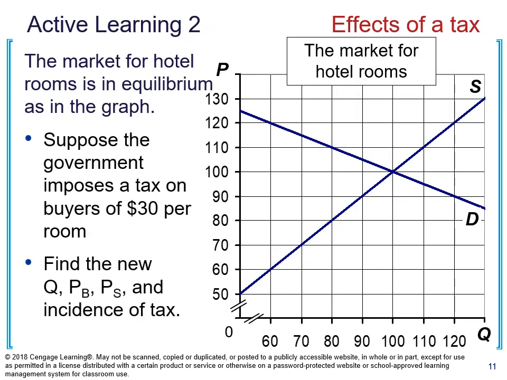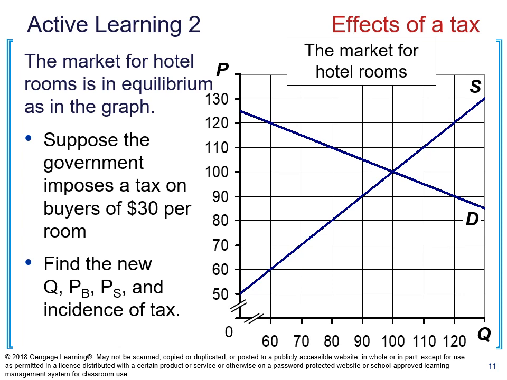Okay, now is your time to shine. I want you to evaluate the effects of a tax on the market for hotel rooms. What I want you to do is to find the new equilibrium quantity, the price that buyers pay, and the price that sellers receive per unit, and also to comment on the incidence of the tax when there is a tax of $30 per room.